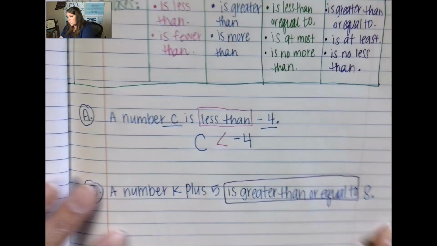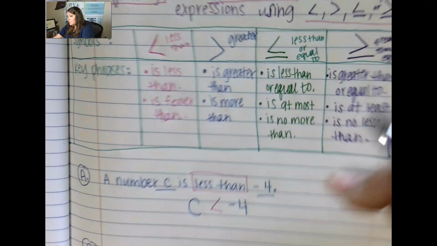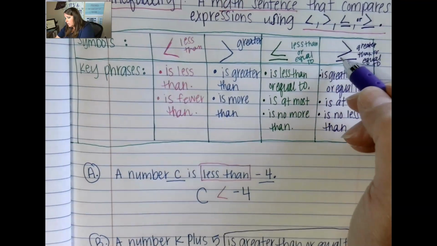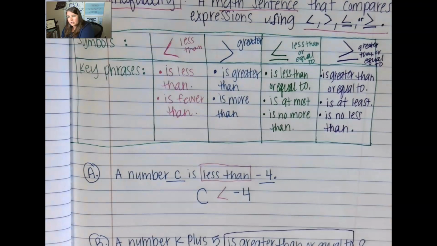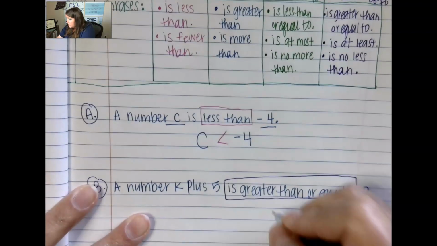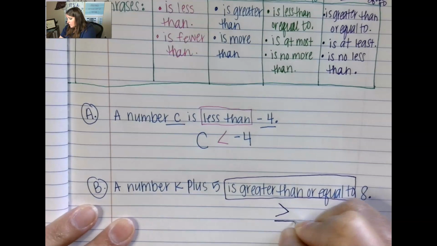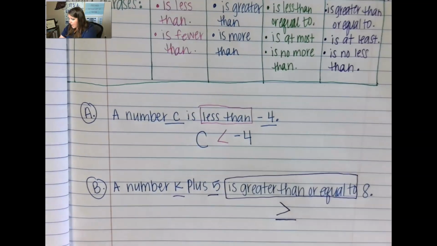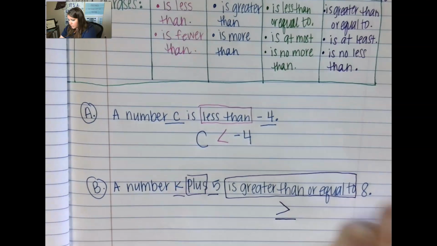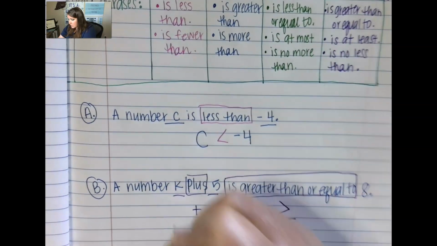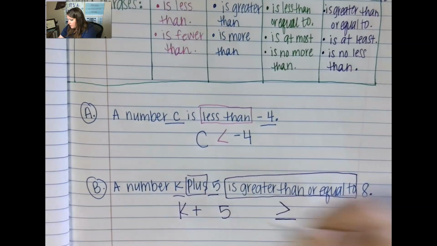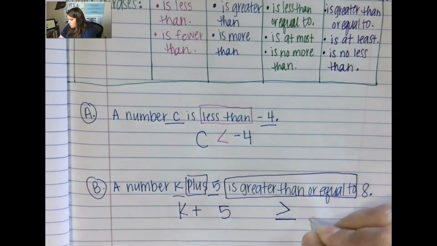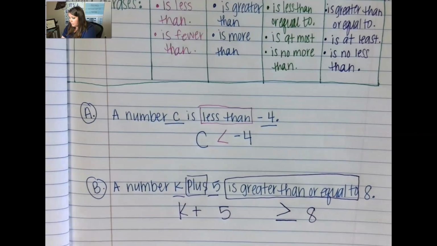This clue tells us that we are using this symbol with the alligator mouth opening this direction and a line underneath it for the equal part. So greater than or equal to. That's our symbol. Then we have a number K plus 5. Well, we know plus is another clue word, and plus just means plus like this. So we're doing K plus 5 is greater than or equal to 8. K plus 5 is greater than or equal to 8.